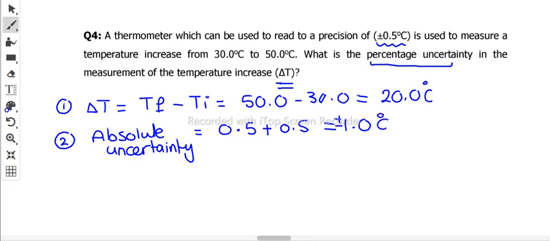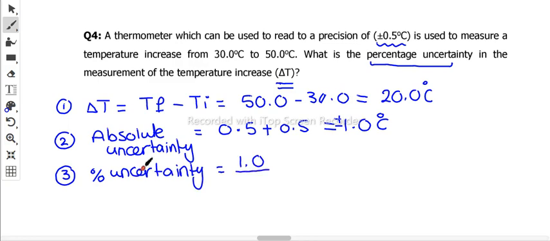The third step now is to find the percentage uncertainty. So we're going to take the absolute uncertainty, which is 1, divided over the value, which is 20, times 100%, and the final answer will be 5%.